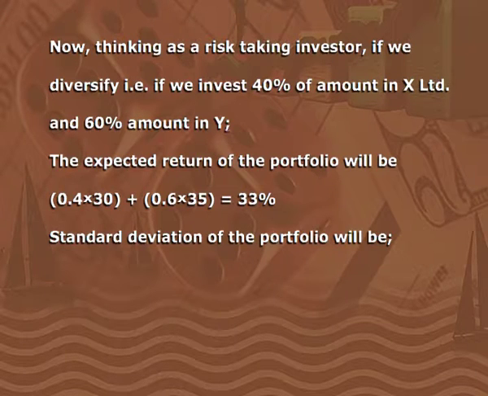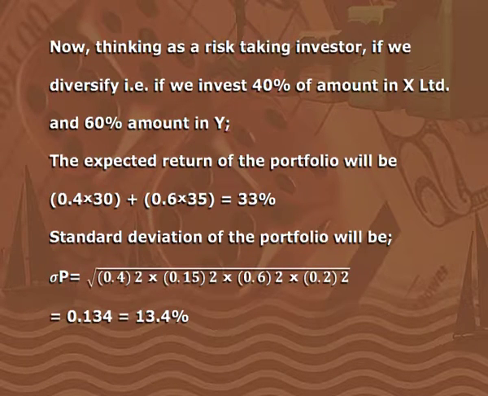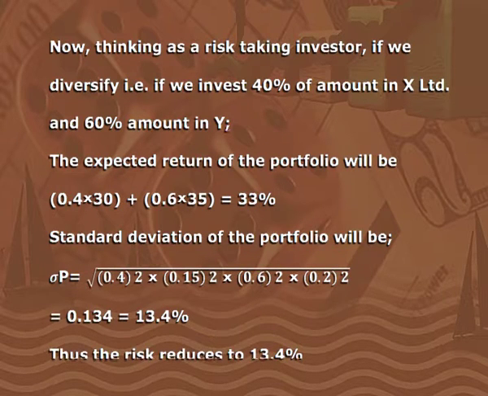Standard deviation of the portfolio, sigma P, is equal to the square root of 0.4 whole square multiplied by 0.15 whole square plus 0.6 whole square multiplied by 0.2 whole square, which gives us a standard deviation of 13.4%. This means that the risk is reduced to 13.4%. Spreading of investments across various assets may reduce risk further and produce optimal returns, but it cannot bring down the risk to zero. So, the principle again is not to hold all the eggs in one basket. This itself is vital to portfolio management. It is basically a risk management strategy wherein various assets are combined to reduce overall risk whilst getting expected returns.